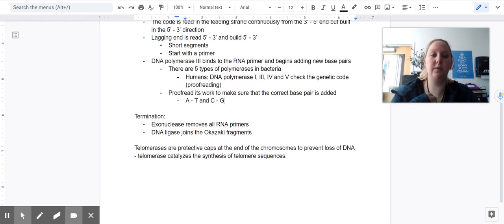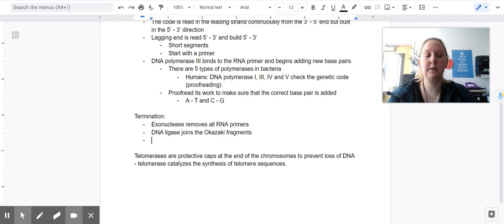This is where an exonuclease will remove all of the DNA primers or RNA primers, and DNA ligase joins together the Okazaki fragments. At the end of a DNA strand, we have something called a telomere. This is a protective cap at the end of the chromosome that prevents the loss of DNA. We have telomerase that can catalyze the synthesis of the telomere sequences. These don't actually join anything, or they don't code for anything. They're just extra DNA, so we don't lose that DNA.